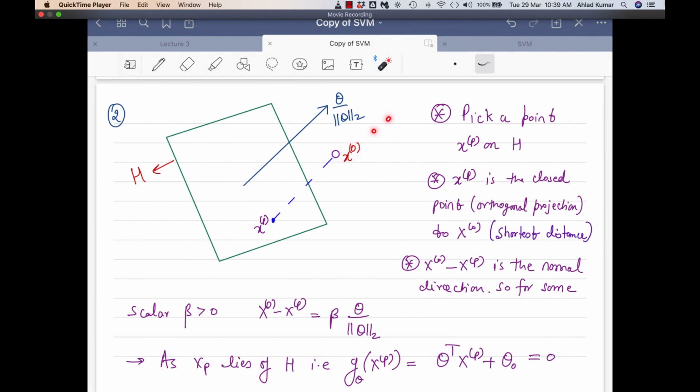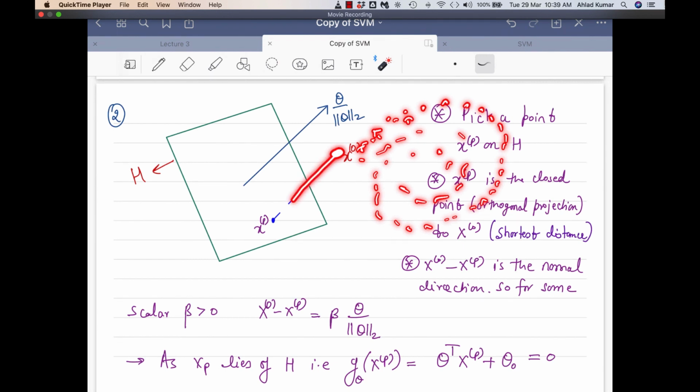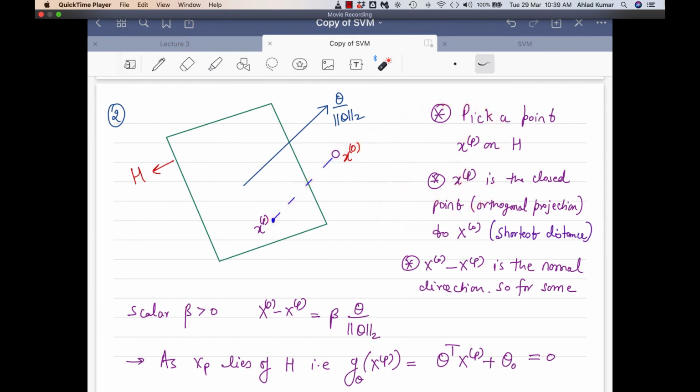So you have different data set clusters here, a cluster of data set here. From this you are taking a simple point x0 from this data cluster and projecting it onto the separating hyperplane H, and this is the orthogonal projection.